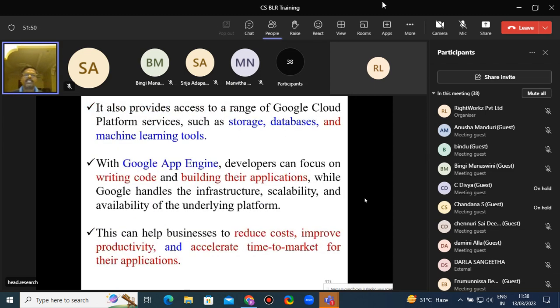Then it also provides access to a range of Google Cloud Platform services such as storage, databases, and machine learning tools. With Google App Engine, developers can focus on writing code and building their applications, while Google handles the infrastructure, scalability, and availability of the underlying platform. This can help businesses to reduce cost, improve productivity, and accelerate time to market for their applications.